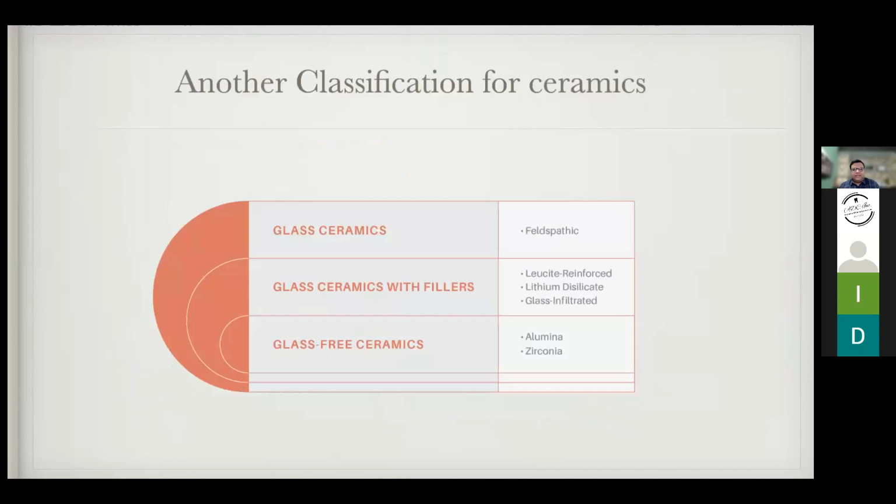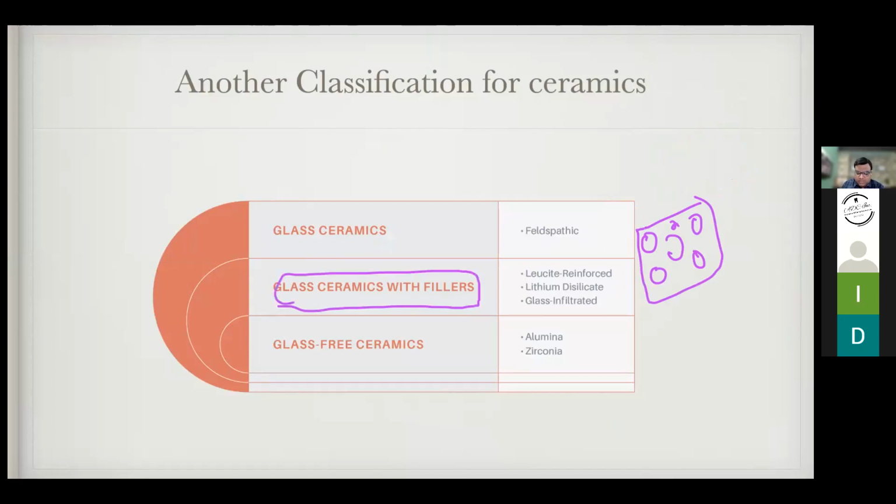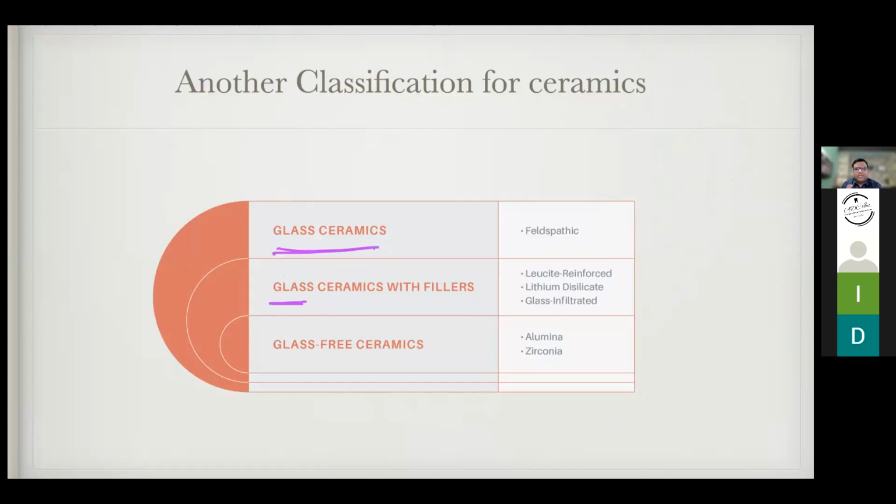Like I said, another classification where you can call it glass ceramics, where feldspathic, which are just true glass ceramics. That means they are basically sand mixed in water. Let's put it that way. Then you have glass ceramics with fillers. I'm explaining this in a very layman language, but to a glass ceramic, if you have fillers added, they are called glass ceramics with fillers. That means you still have a glass matrix in both of these.